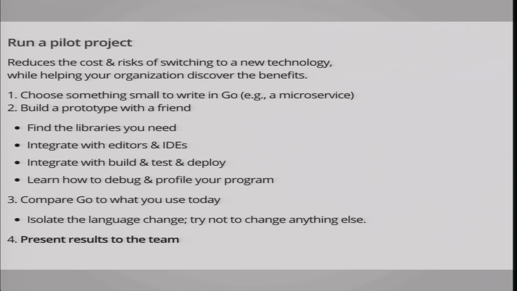So step one, choose something small to write in Go. A service, a server, or a microservice, a command line tool. It can either be a rewrite or something new, but something moderate that you can do with a partner. Find a friend and build a prototype. And you want to use this experience to find, well, are the libraries you need available?